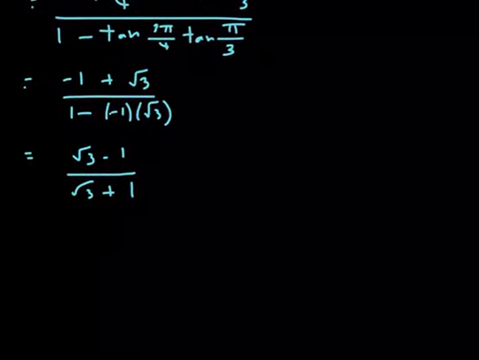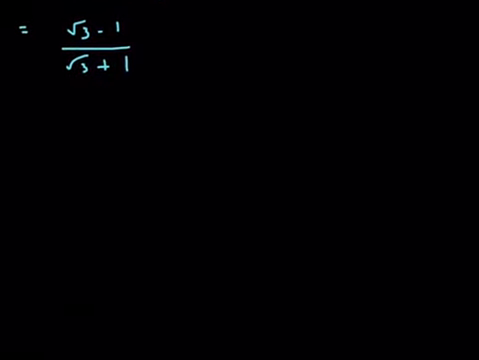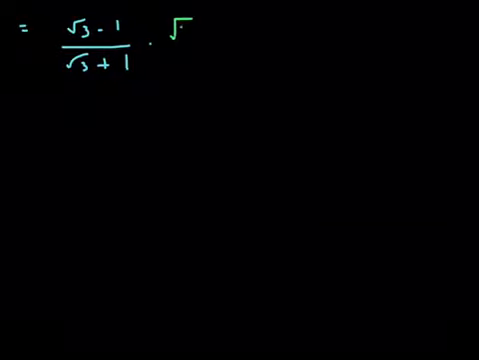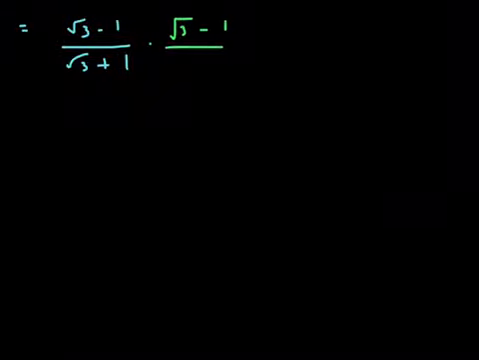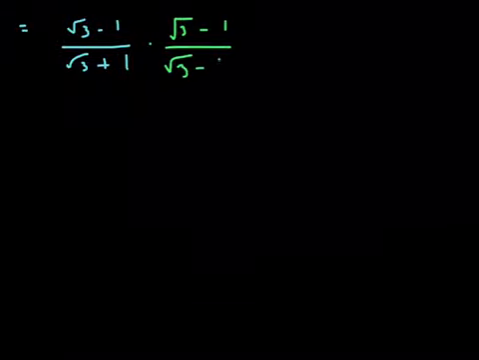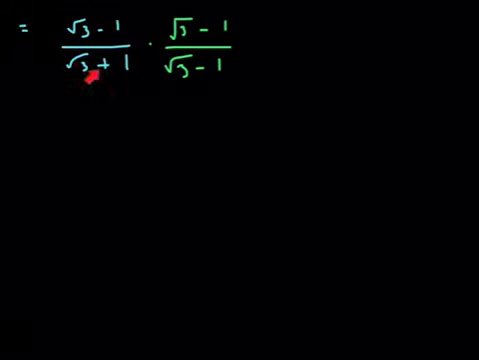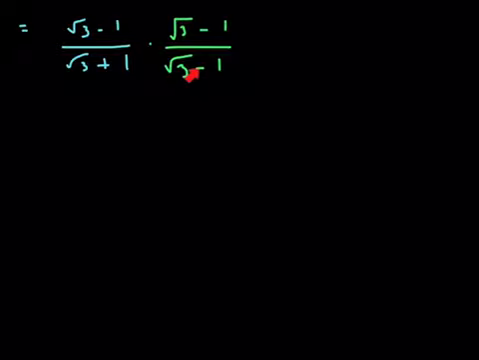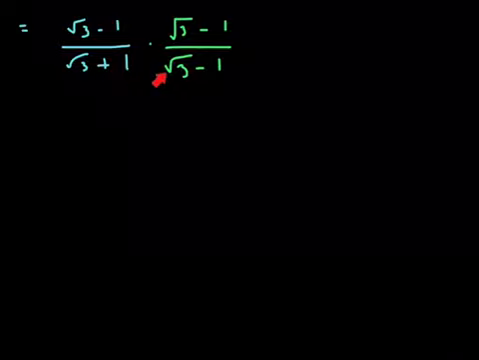Let me move this over to the left, okay? So here, in order to rationalize, you want to multiply the numerator and denominator by the conjugate of the denominator. The conjugate of the denominator is root 3 minus 1. Let me remind you about conjugate. The conjugate of root 3 plus 1 is basically just changing the operation from addition to subtraction. That's the only difference, okay? Root 3 plus 1, then the conjugate is root 3 minus 1.